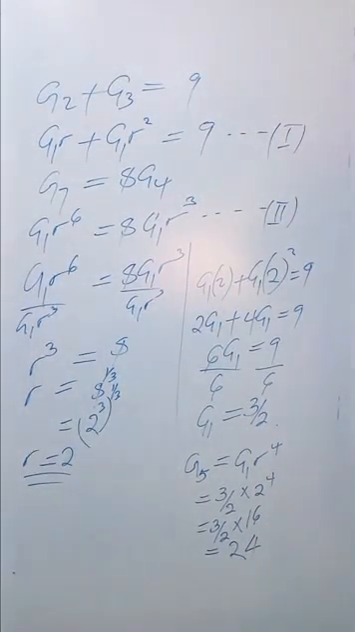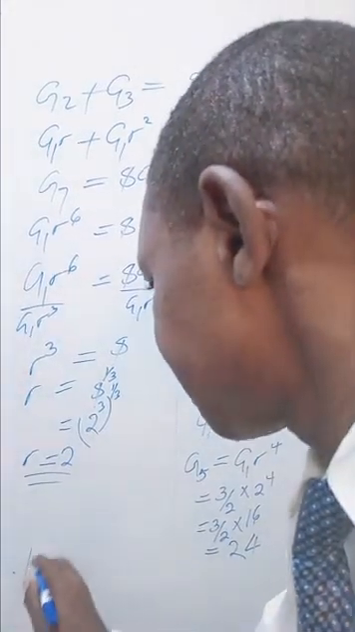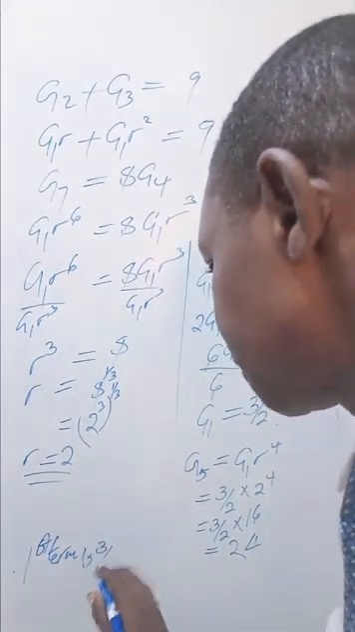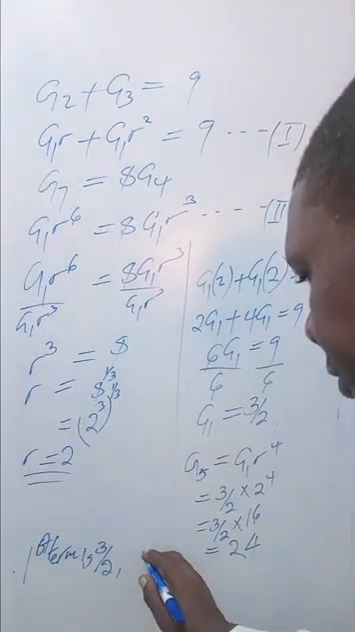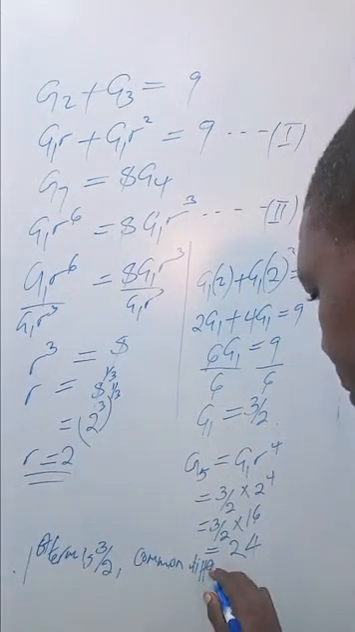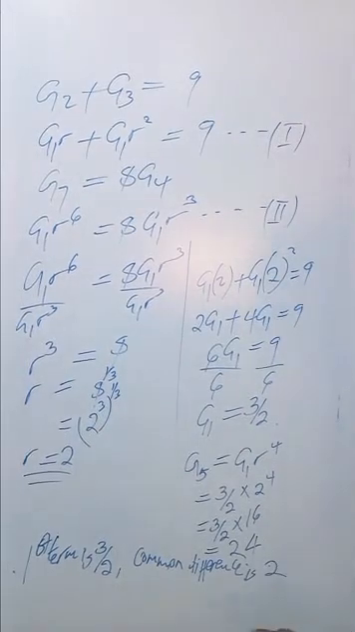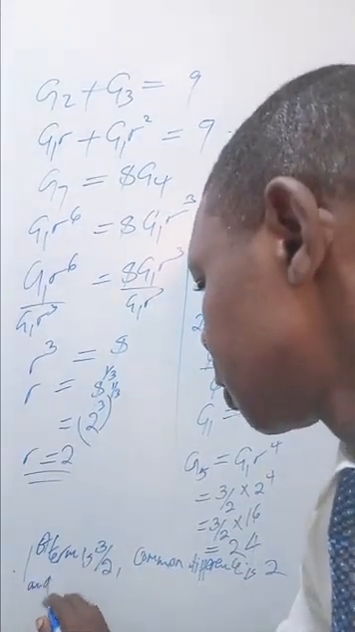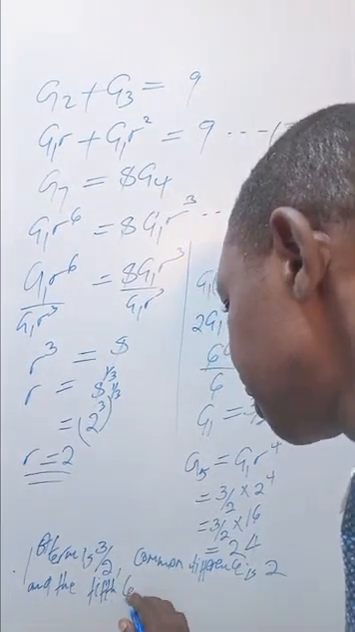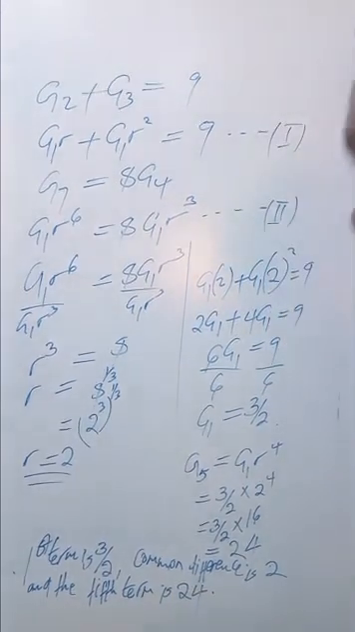So therefore, here's the conclusion. Therefore, the first term is 3 over 2, then the common ratio is 2, and the fifth term is 24.